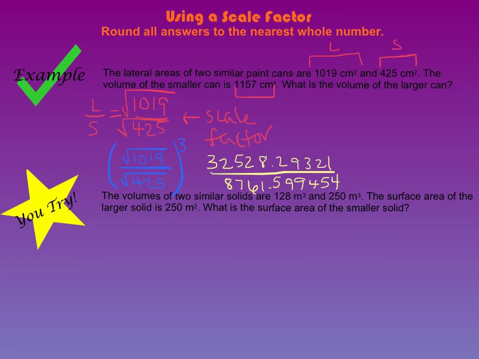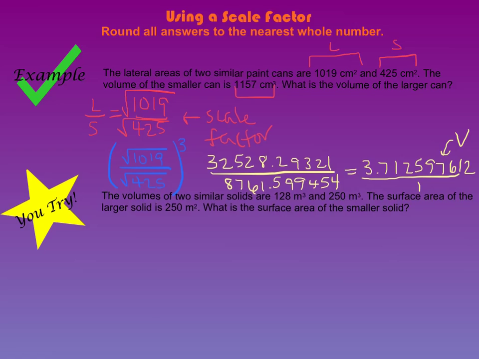I'm going to do 32,528 divided by 8,761, and what I get is 3.712597612. Now if I just put that over 1, that's my scale factor. Okay, so I have a scale factor for my volume of 3.712597612 over 1. That's my scale factor.